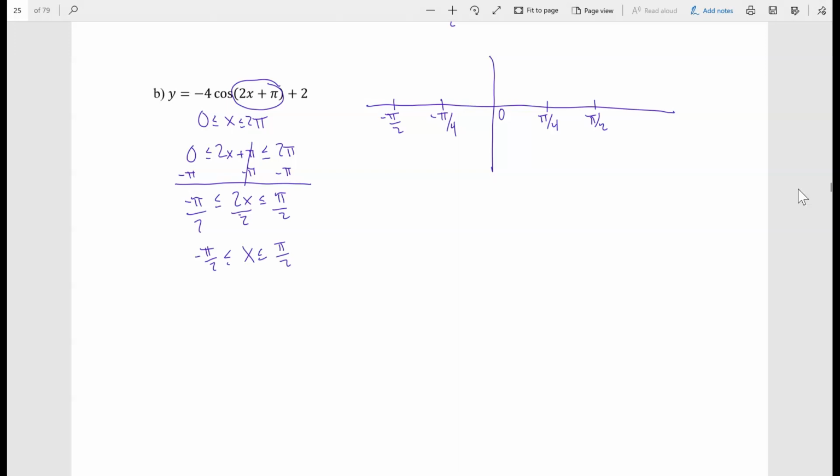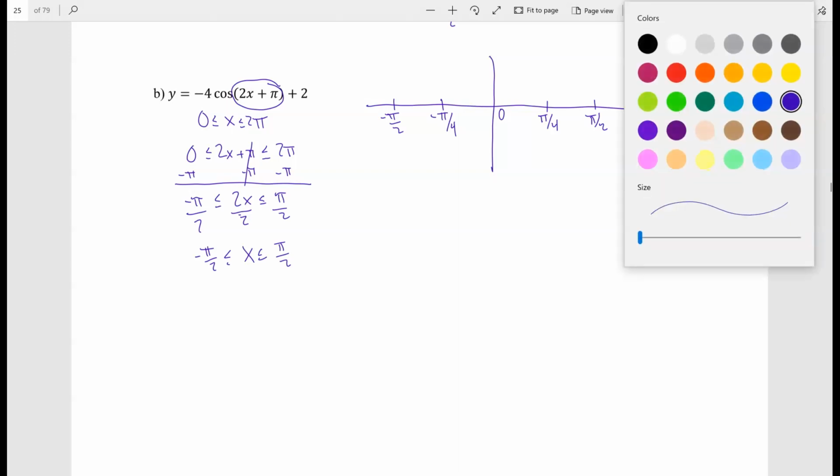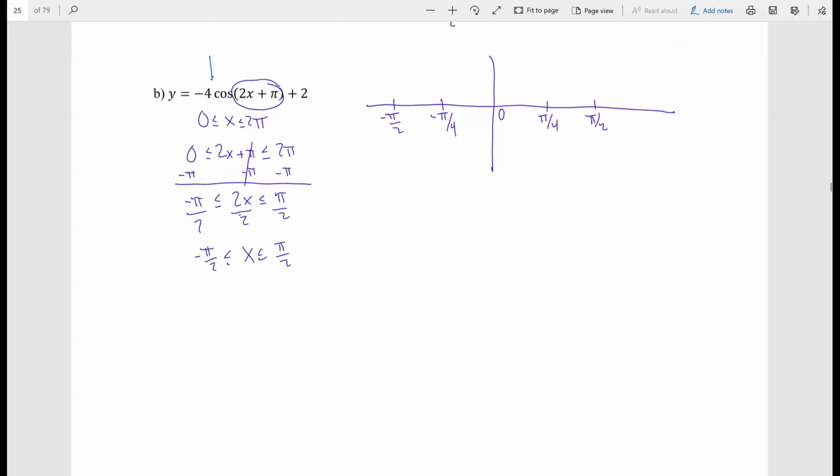Now, in this case, you have to be very careful because now that we're done with the x values, that's usually the hardest part. Now what we want to do is work with the y values, which is basically this 4. So now you know that the amplitude is going to go up to 4. I'm going to write it down: 1, 2, 3, 4, and then negative 1, negative 2, negative 3, and negative 4.